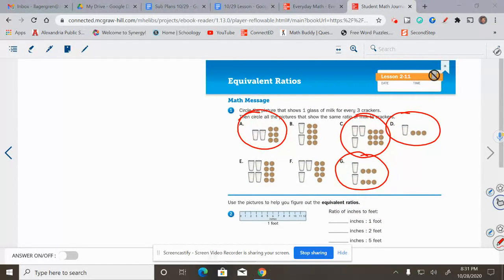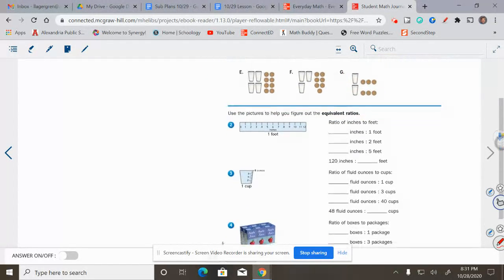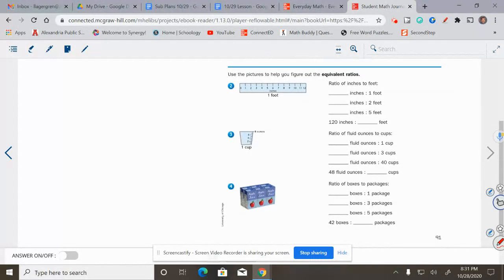If I scroll down, I'm going to clear the answer here. If I scroll down, more things that kind of are equivalent. A lot of us know that 1 foot is equivalent to 12 inches. If you want to pause the video and try to work ahead, you can. 2 feet is kind of equivalent to 24. 5 feet, a little tricky. I just need to do 5 times 12, which would be 60.